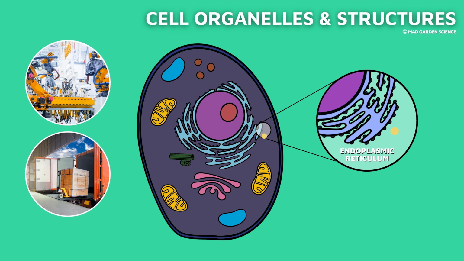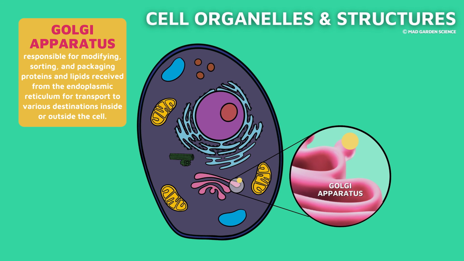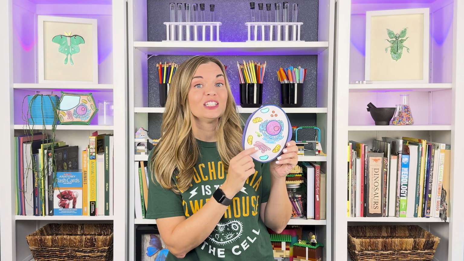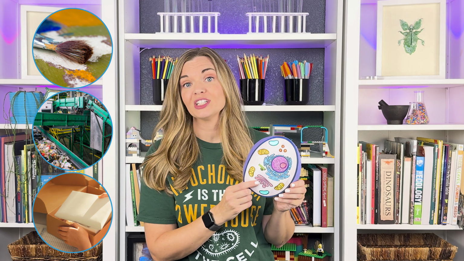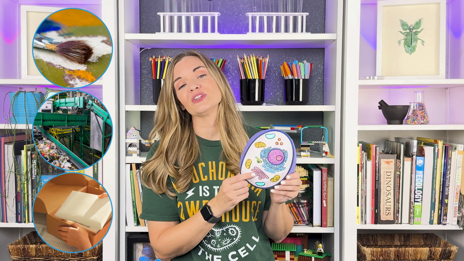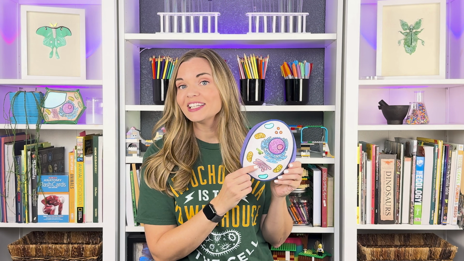Proteins and other materials emerge from the endoplasmic reticulum in small vesicles, where the Golgi apparatus, sometimes called the Golgi body, receives them. As proteins move through, they're customized into forms the cell can use. It's like a shipping facility that modifies, sorts, and packages proteins and other materials from the endoplasmic reticulum into vesicles for distribution.